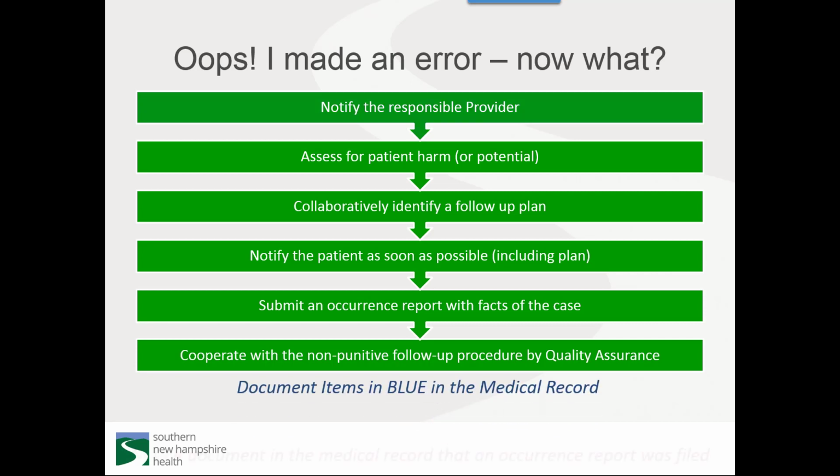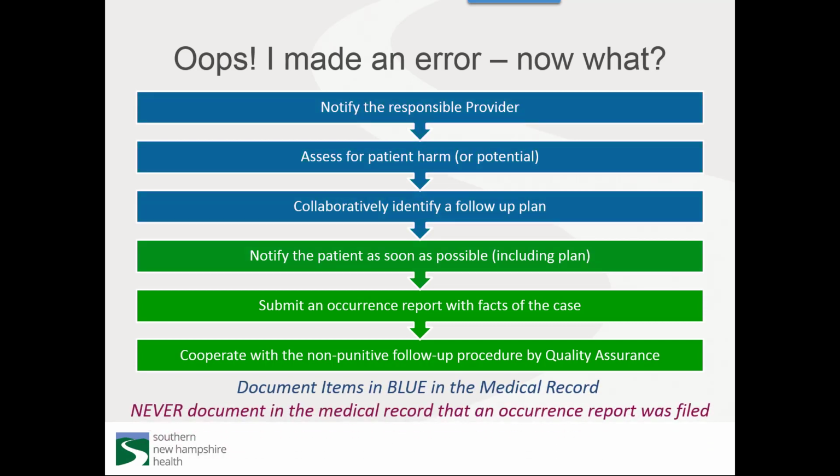Well, the first 4 items that are turning blue here, those are the things you want to put in the chart. Nothing about the occurrence report or the quality assurance process goes into the medical record, okay? You never document that you filed an occurrence report. You never document that you contacted quality. Those are separate things. One has to do with the patient's care. That's what goes in the medical record. The rest is internal quality assurance. It's a completely different side of things, so it doesn't belong in their medical record.